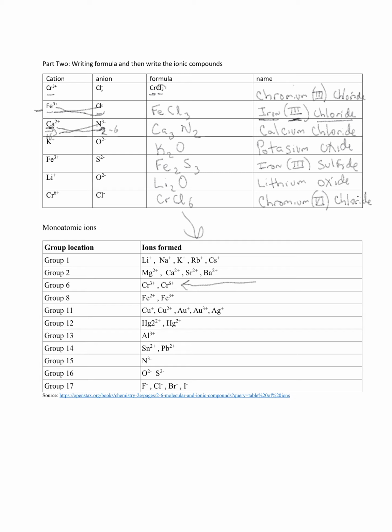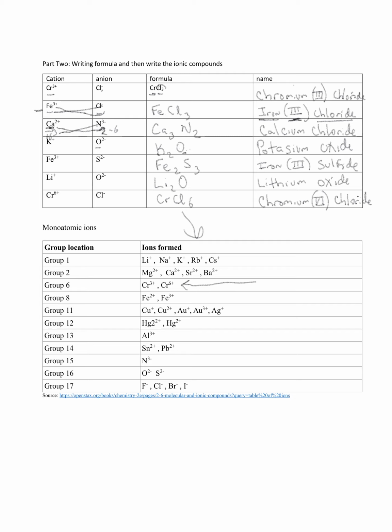Now the next one, you have potassium with a positive 1 charge and oxygen with a negative 2 charge. So I have to have 2 potassium and 1 oxygen for there to be a net neutral charge. So K2O, potassium and the oxygen, so I said calcium, but potassium oxide is the name.